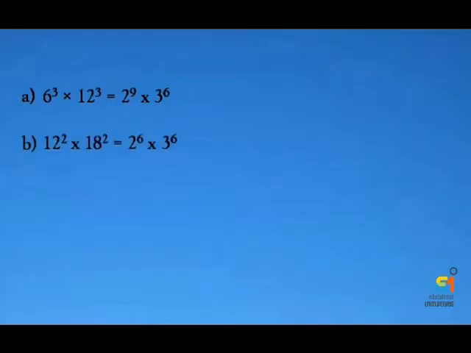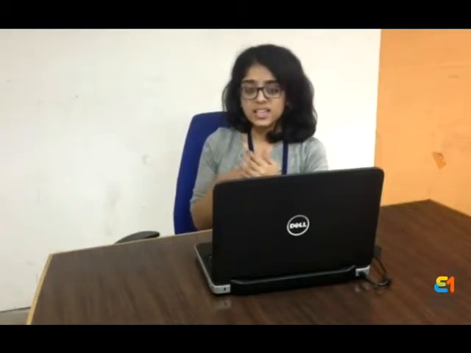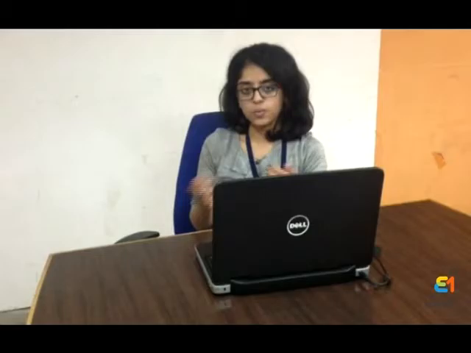Option B is 12 square into 18 square. This when broken down into its prime factors can be written as 2 raised to the power 6 into 3 raised to the power 6. This number clearly is both a perfect square and a perfect cube. It is a perfect square of the number 2 cube into 3 cube and a perfect cube of the number 2 square into 3 square. So this option fits our criteria of being both a perfect square and a perfect cube. The third option is already broken down into its prime factors. It can be clearly seen that the number is neither a perfect square nor a perfect cube.